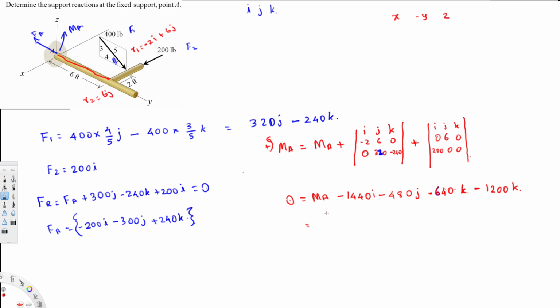because it's in equilibrium. Therefore, if I find MA, I have to bring everything to the other side, so it's going to be plus. In this case, minus. So if I take the other side, it's going to be plus 1440 I, and plus 480 J, and I have to add them together, so it's going to be 1840k, and it's going to be positive, and the unit is going to be foot pounds.